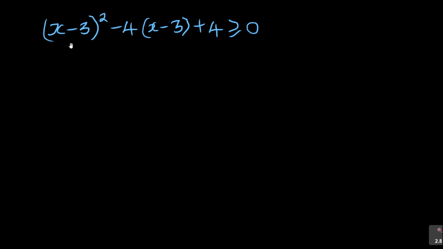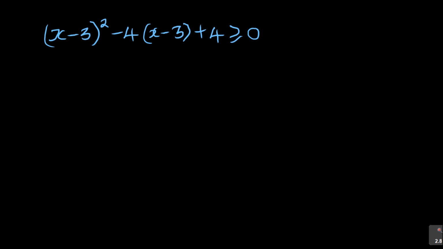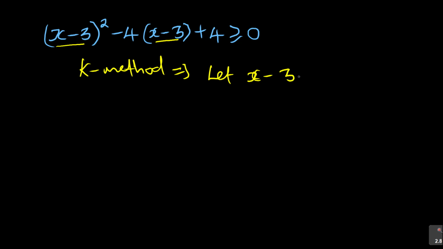You can open up the brackets and everything, but there is a shorter version, and the shorter version is for you to identify that this is x minus 3, this is x minus 3, and you can use the K method here. What can you say? You can say let x minus 3 equal to k. So this is the K method we're talking about.